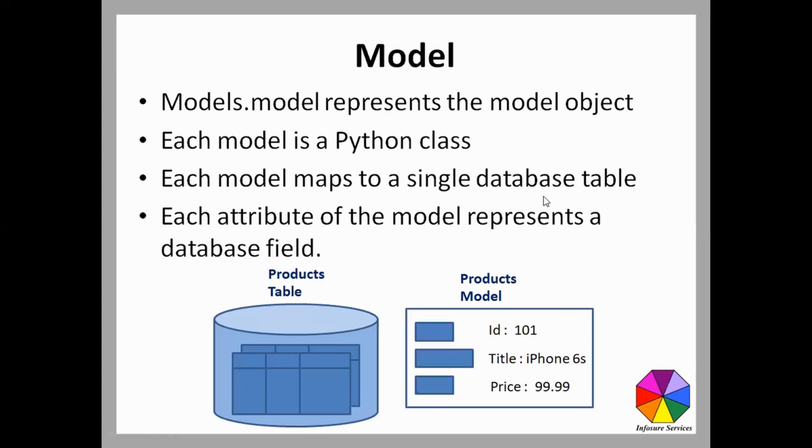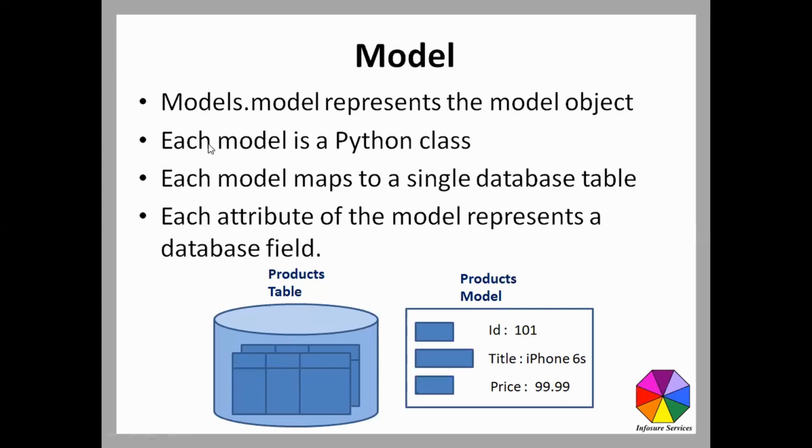So what is a model in a model view template? In a model view template, models represent the data in the table. So here is a product table in the database, and its equivalent is a product model, which has fields like product ID, the title, the price of that product, and so on. A title is a product name, so iPhone, and the price. So here, the model is a representation of the table in the database at the application layer.